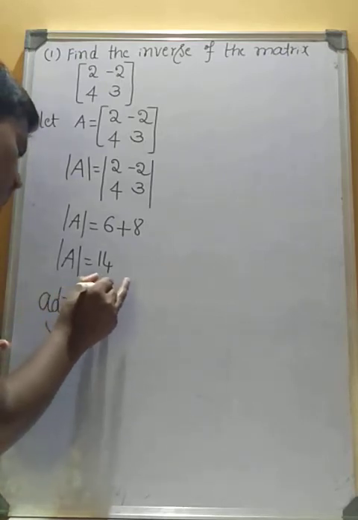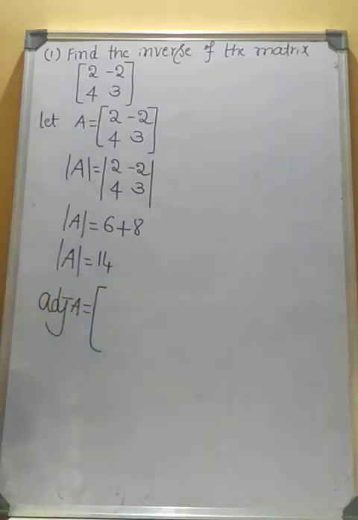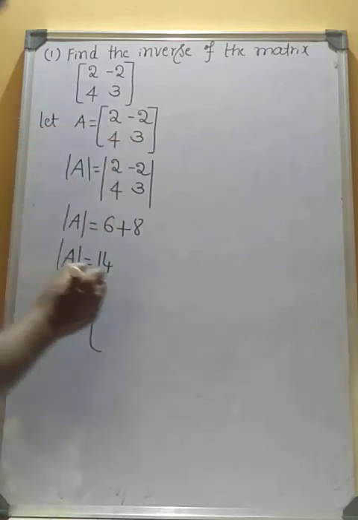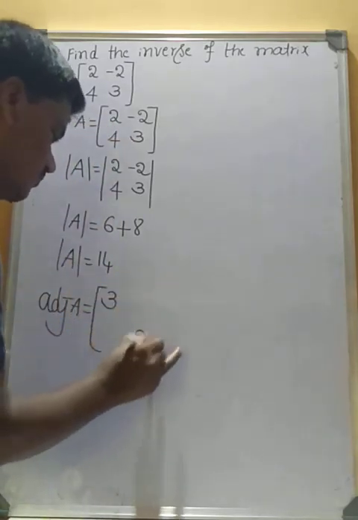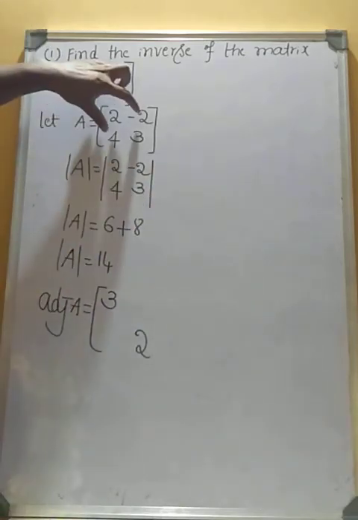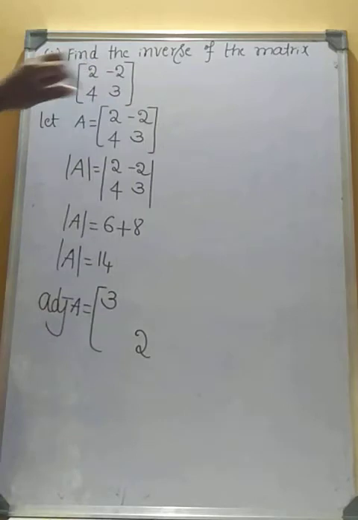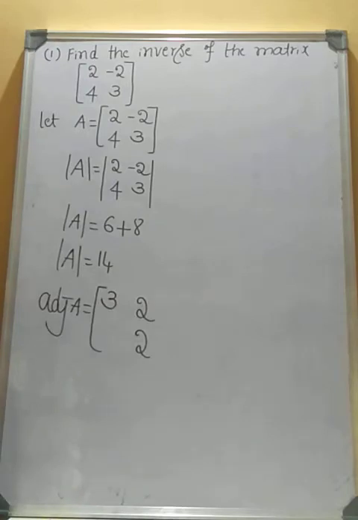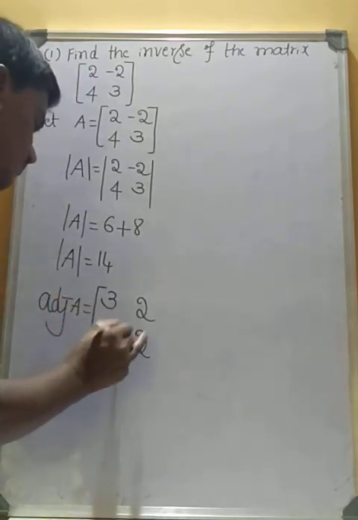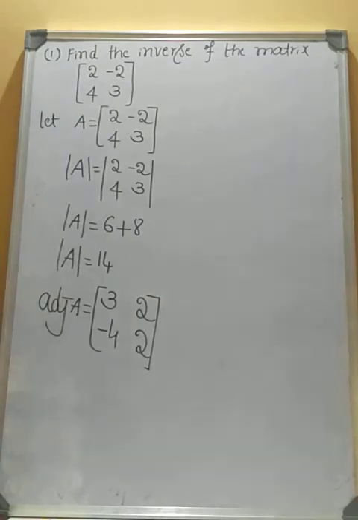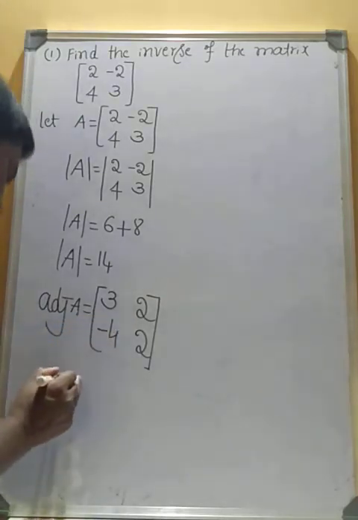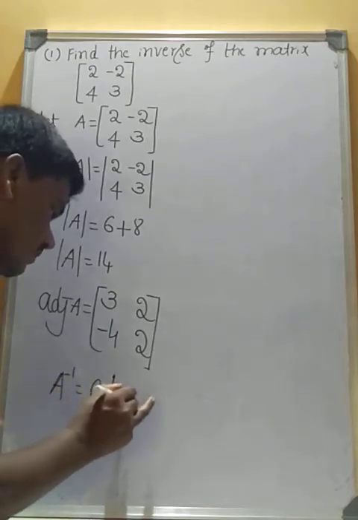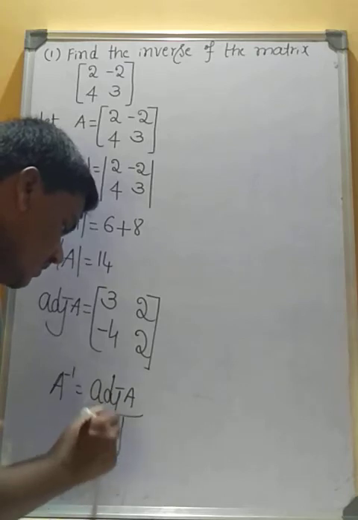Adjoint A was also discussed in the last class. In matrix A, the principal diagonal elements are interchanged, 3 and 2, and the non-diagonal elements change sign. Minus is already there, so minus into minus becomes plus, then minus 4. So adjoint A, and therefore A inverse is equal to adjoint A divided by determinant of A.